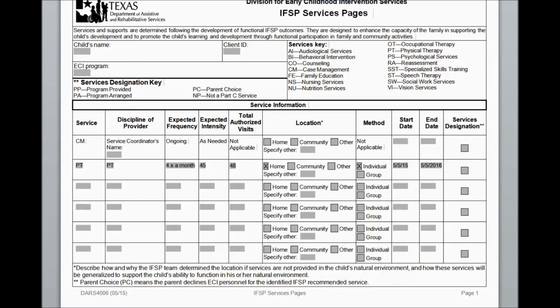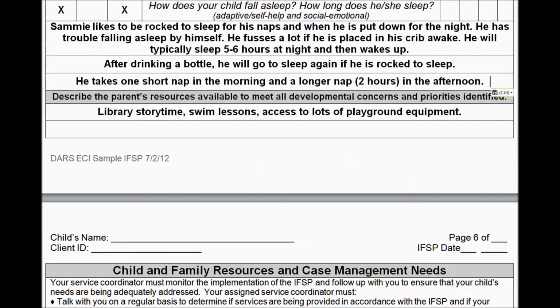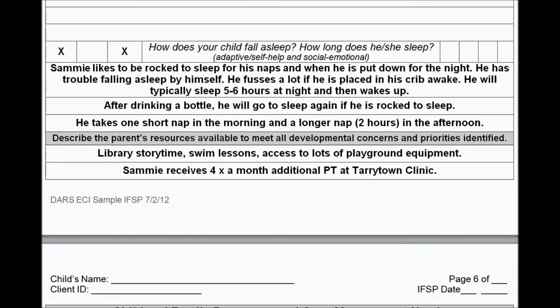Let's first look at if the family or the child is currently accessing that service. In that case, the service would be documented here in the Parents Resources section. This section is below the routine section and above the Child and Family Resources and Case Management Needs section. Now, the additional services would be documented after the IFSP services are planned. And this is how you would document it.